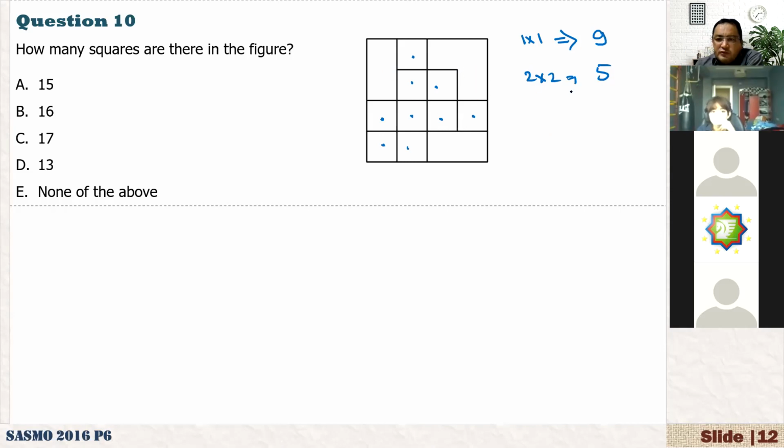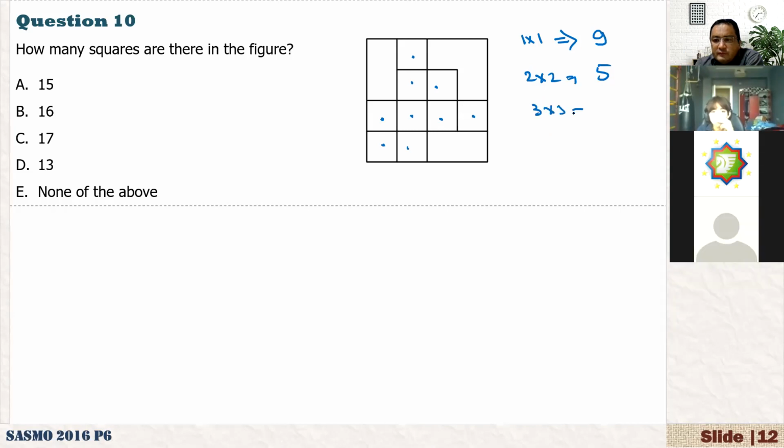And how about 3 by 3 squares? Which one is 3 by 3? As you see here, this one, right? Do we have any 3 by 3? We don't have. So 3 by 3, it is 0. And how about 4 by 4? Do we have any? Yes. Where? Okay, we have, right? It's 1. Yes, it's 1. Okay, good. So here we have 1. Now, how about 4 by 4? Also 4 by 4, we have 1, the biggest square, right?